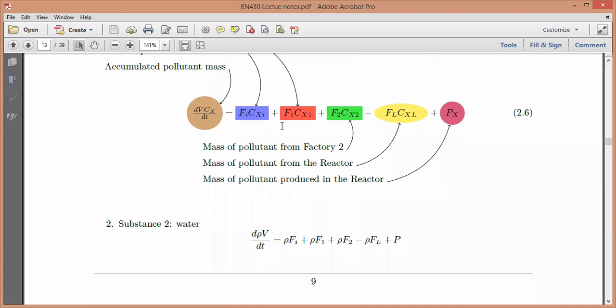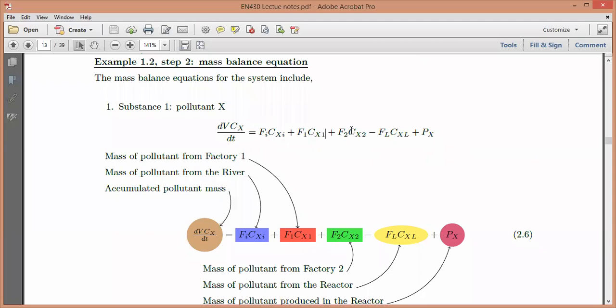Yes, okay. Pardon? The mass balance for the pollutant. Yeah, sorry, I did not get the point where you mentioned change in time is 0.